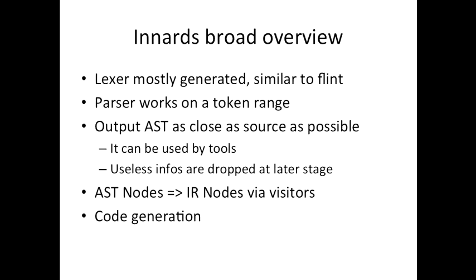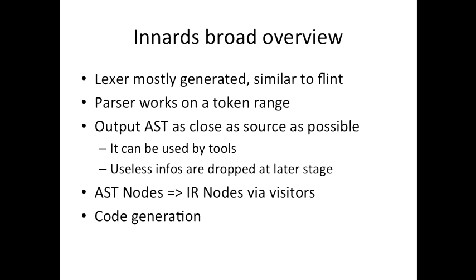The parser works on the token range that is given by the lexer. It creates an AST from that. The AST is made to be as close to the source as possible. So some tooling can work with a representation of the code that is very close to what is written in the source code. It means that often there are several different syntaxes that are semantically equivalent. Those have different representations in this AST.